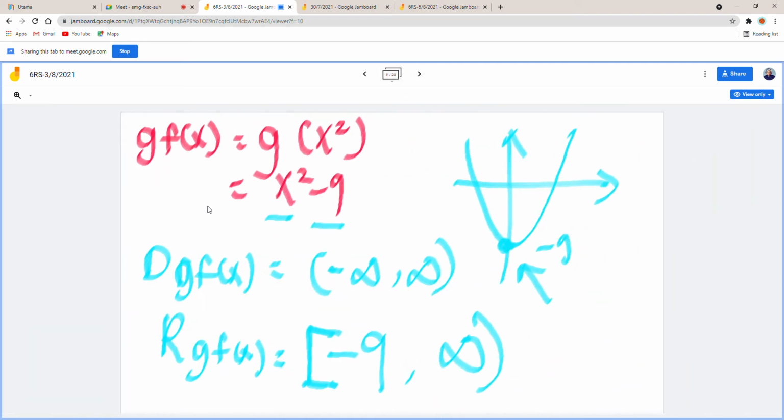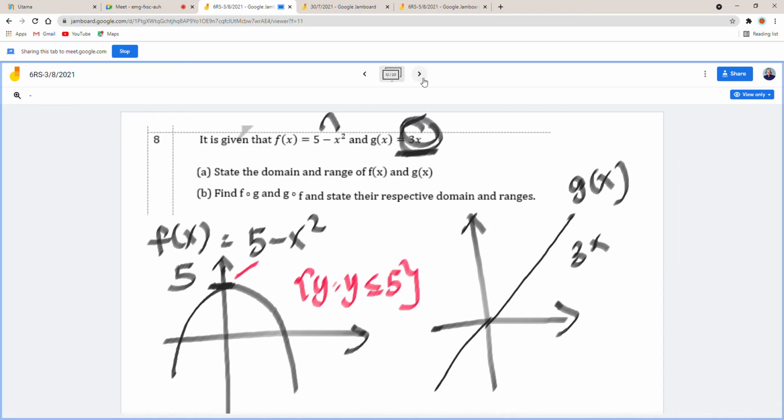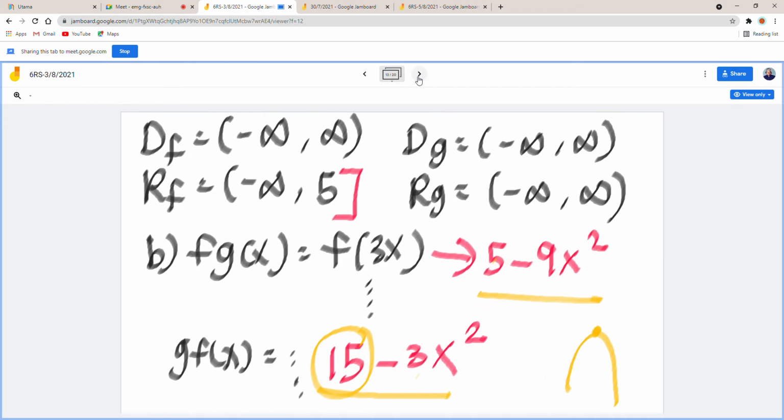And gfx, so same. Just substitute and get x squared minus 9. Domain is going to be the same because it's a smiley graph, negative infinity to infinity. And range is starting at negative 9 because of the y-intercept. Negative 9 to infinity, and this negative 9 is included. Now 8 is also the same as 7, so I don't think we need explanation for this.